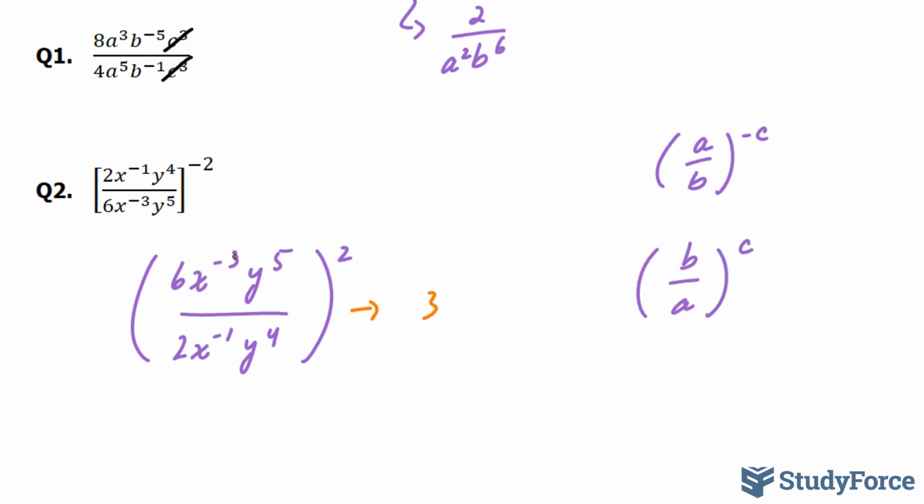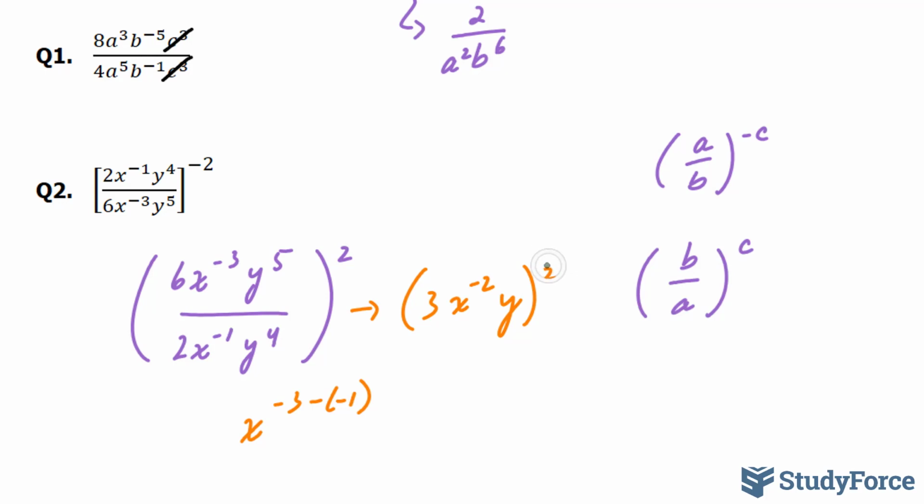X to the power of negative 3 over x to the power of negative 1. That gives us, take a look, x to the power of negative 3 minus negative 1. That's a positive. Negative 3 plus 1 is negative 2. Y to the power of 5 over y to the power of 4. That's easy. That's simply y to the power of 1.